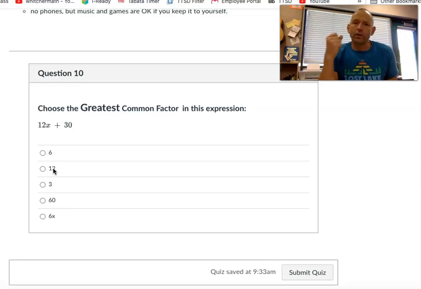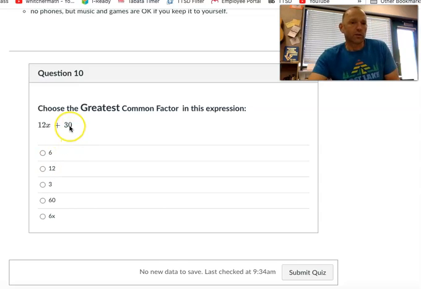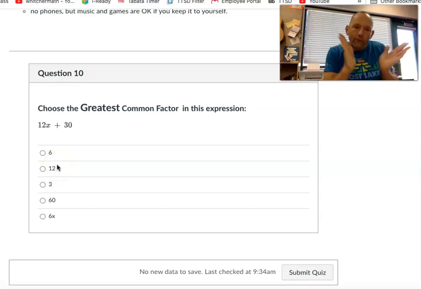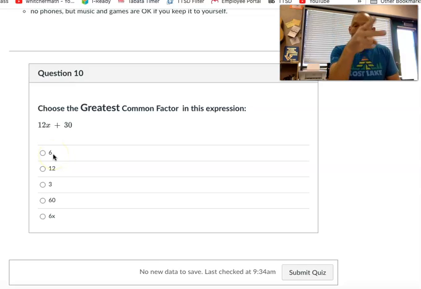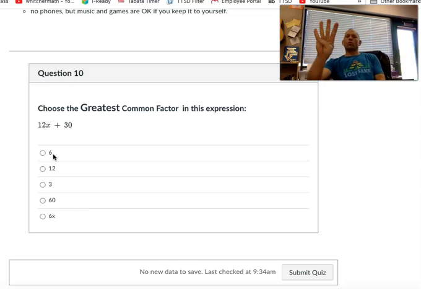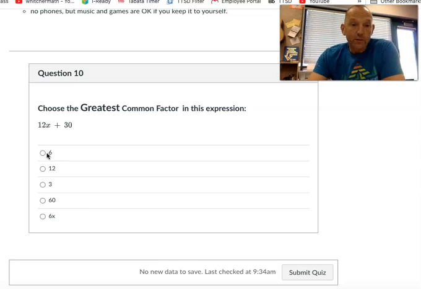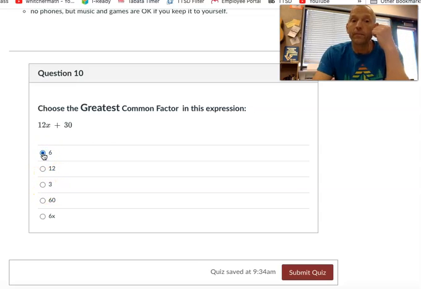Although if we count by 12s, 12, 24, 36 does not go evenly into 30. So it's not 12. So we got to go smaller. Factors are small. 6, we can count. 6, 12, we can get it into 12. 6, 12, 18, 24, 30. So 6 fits into both 12x and 30. It's the biggest one we have, even though 3 also fits into both. 6 is bigger than 3. That's the right choice. Let's see how we did.